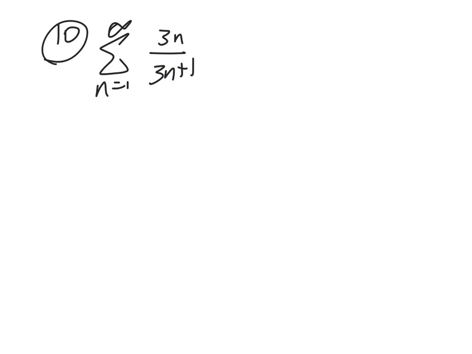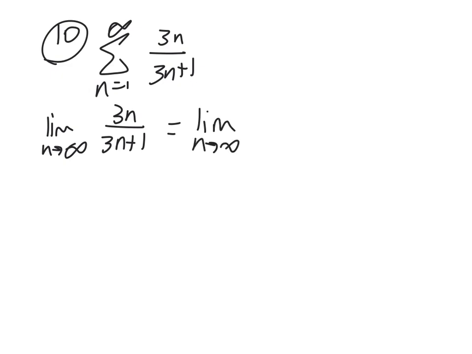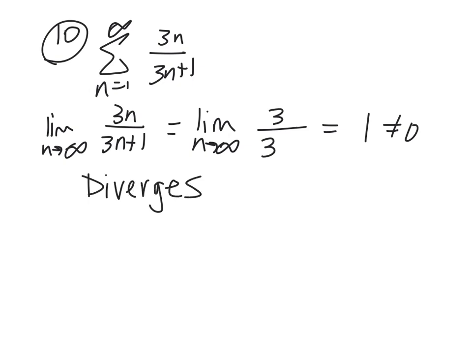Next, number 10. The sum from n equals 1 to infinity of 3n over 3n plus 1. So if I take the limit as n approaches infinity of 3n over 3n plus 1, that's going to equal infinity over infinity. So I'm going to use L'Hopital's rule. Take the derivative of the top, that's 3. Take the derivative of the bottom, that's also 3. 3 divided by 3 is 1. So the limit equals 1. So that means it's not equal to 0. And that means by the divergence test, this series diverges.